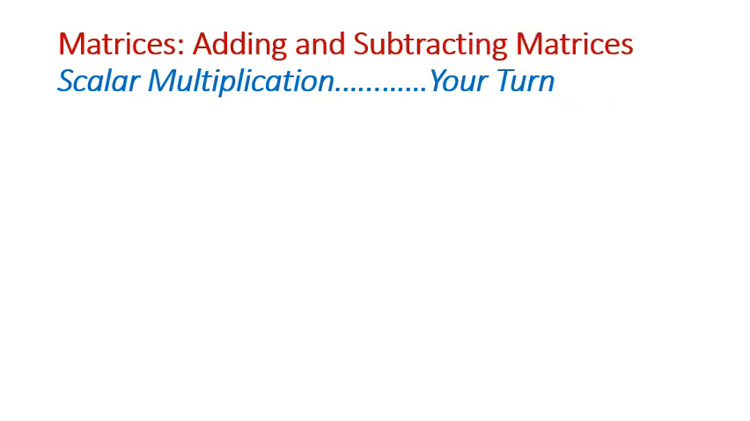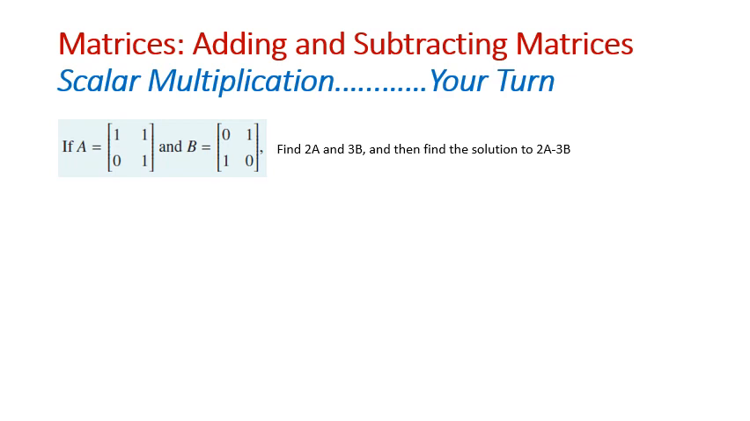So now I'd like you to have a go at your turn of doing a scalar multiplication. And here we've been given two 2x2 order matrices, one defined there for A and one defined for B. We've been asked to find 2A and 3B, and then find the solution to 2A minus 3B. So it's sort of stepping it through slowly.